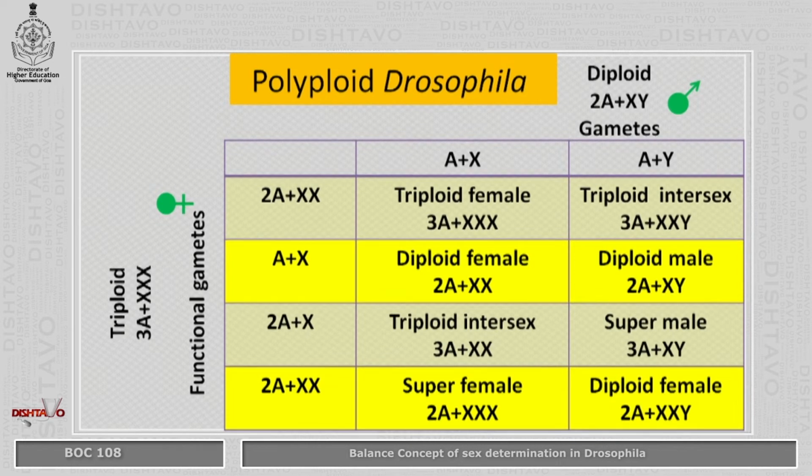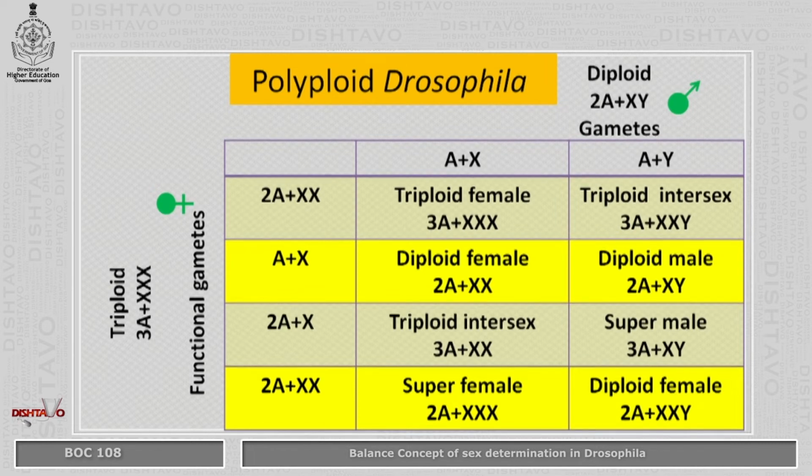Another female with the gametes 1 autosome and 1 X chromosome, when crossed with the diploid male having the gametes 1 autosome and 1 X chromosome, would result in an offspring which would be a diploid female having 2 autosomes and 2 X chromosomes. The same female with 1 autosome and 1 X chromosome, when crossed with the diploid male having 1 autosome and 1 Y chromosome, would result in an offspring which is a diploid male having 2 autosomes and 1 X and a Y chromosome.